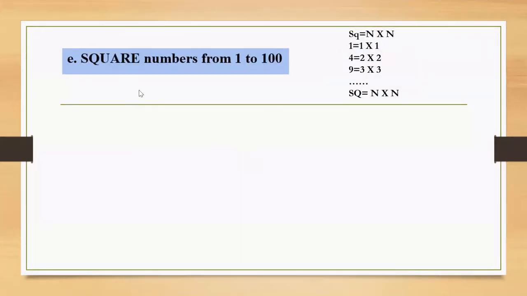What is that? Square numbers from 1 to 100. So what are the square numbers?